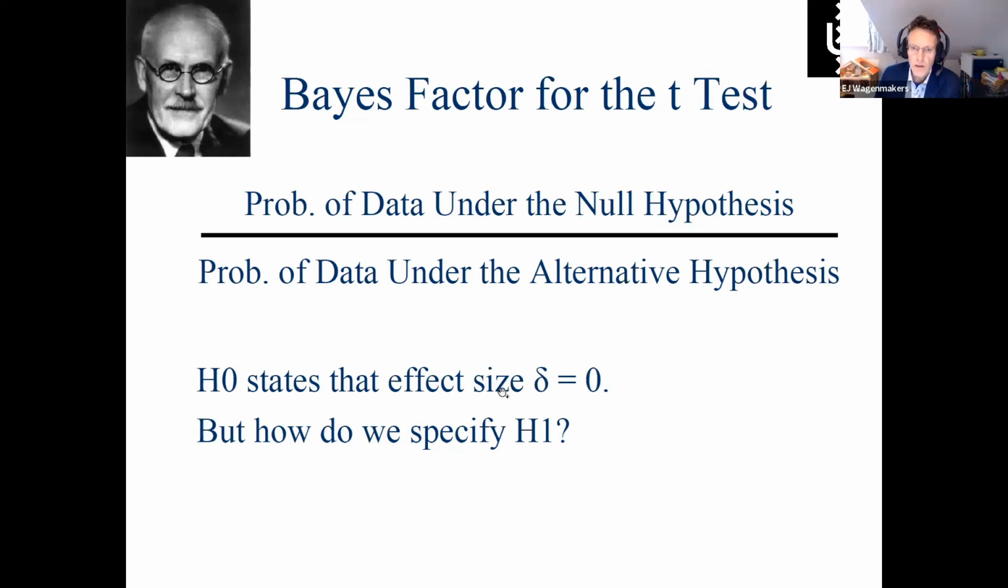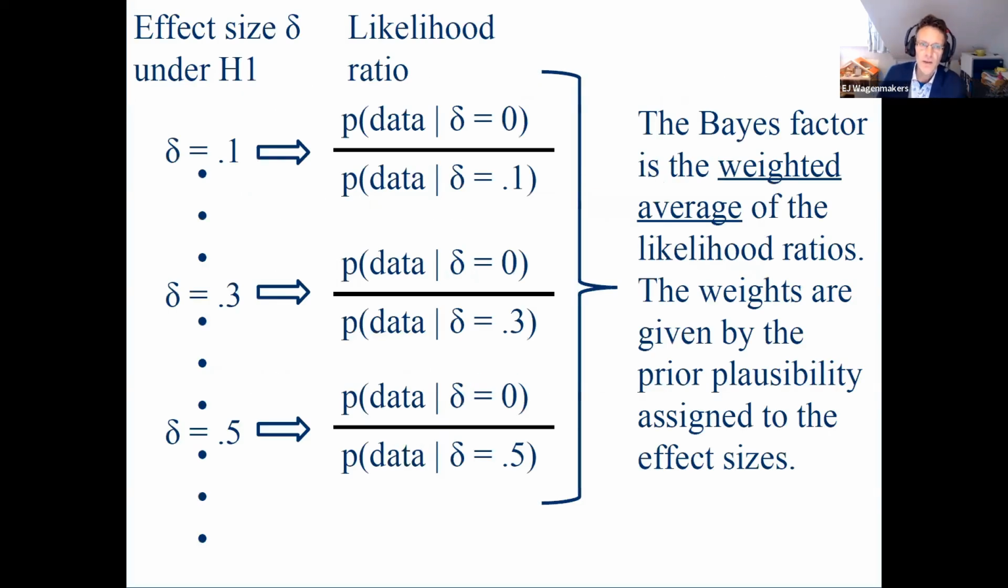Now, the null is very simple. It says that the effect size is 0. What is the probability of the data under the alternative hypothesis? How do we specify the alternative hypothesis? So if we were to say the alternative hypothesis specifies an effect size of, say, 0.1, then we could just calculate the likelihood ratio. We could also say it's 0.3, and again, there would be a likelihood ratio, or 0.5, and there would be a different likelihood ratio. But we don't know whether it's 0.1, 0.3, or 0.5.